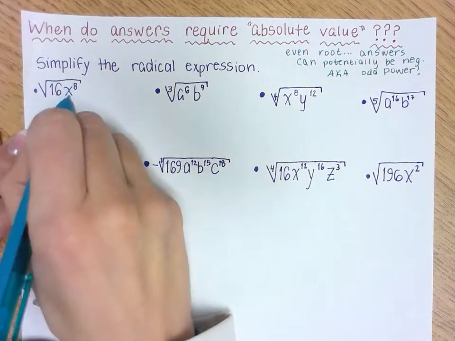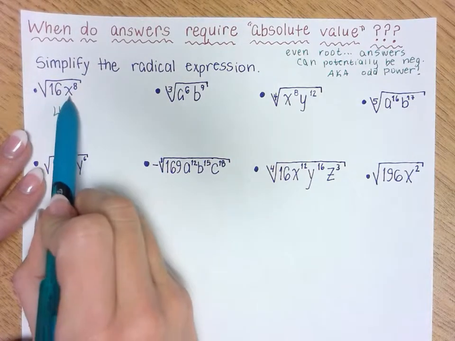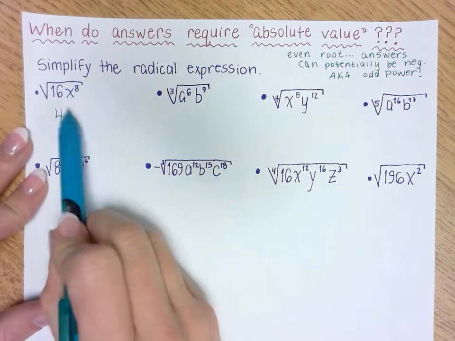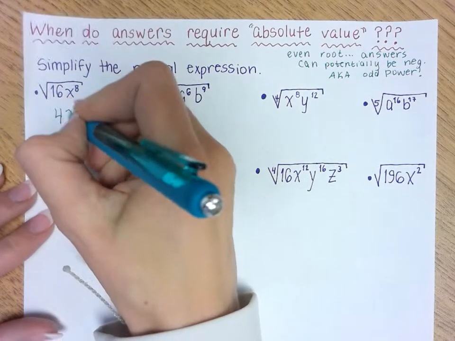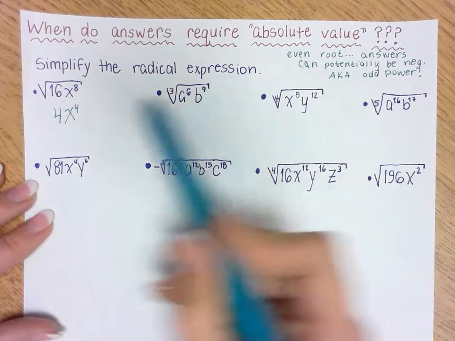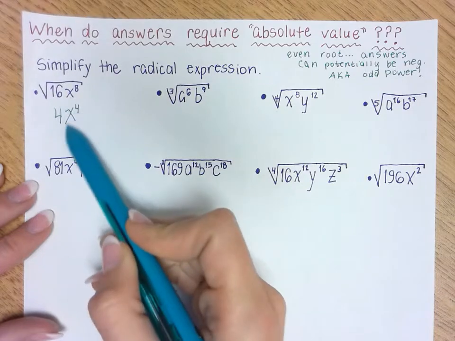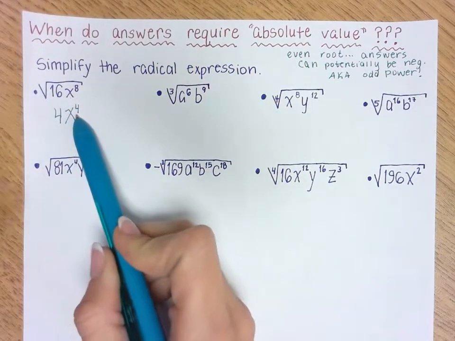Square root of x to the 8th though, what times itself is x to the 8th? Well, what's x to the 4th times x to the 4th? That's x to the 8th. So the answer is x to the 4th. I don't need absolute values because this can never be negative. x to the 4th, no matter what I plug in, will always be positive, if not 0.